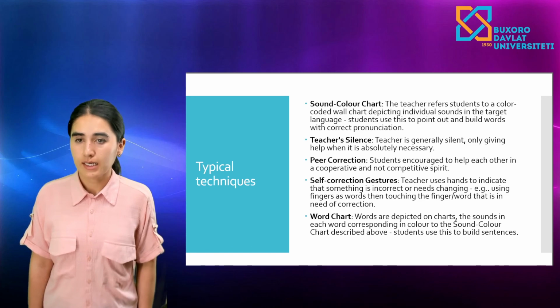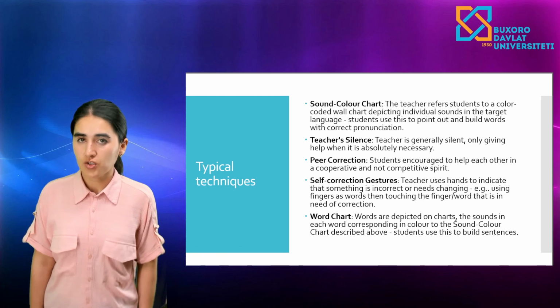The next technique is peer correction. Students are encouraged to help each other in a cooperative and non-competitive spirit. Self-correction gestures is the next technique. Here the teacher uses hands to indicate that something is incorrect or needs changing. For example, using fingers as words and touching the finger, the word that is in need of correction.